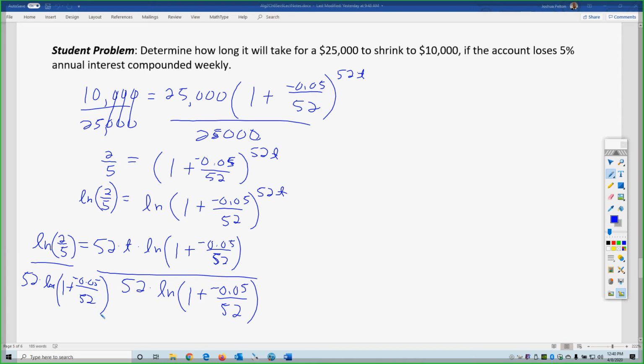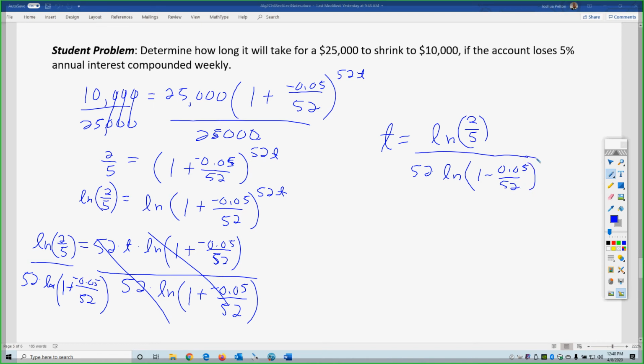Okay, so essentially it cancels. T equals the natural log of 2/5 divided by 52 times the natural log of 1 minus 0.05 over 52. Okay, so T is approximately 18.32 years. What's important here is do not round at any step, and the order of operations is important. Okay, let's go to page 6.